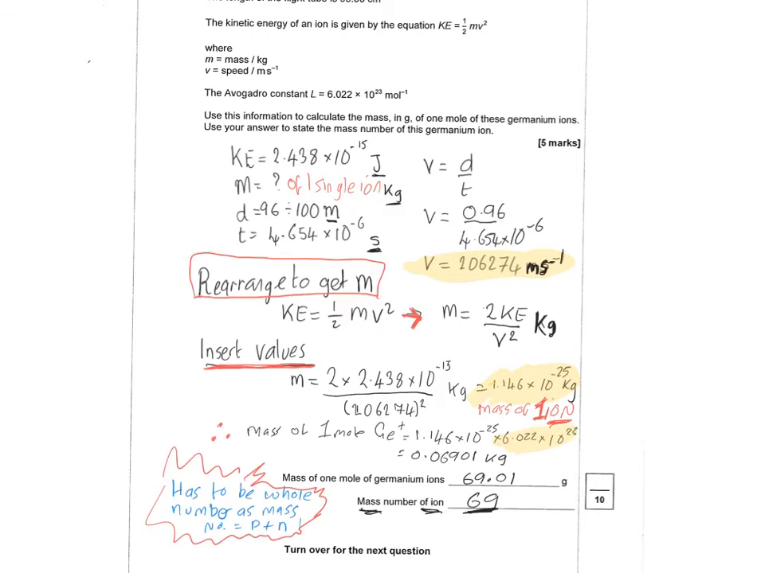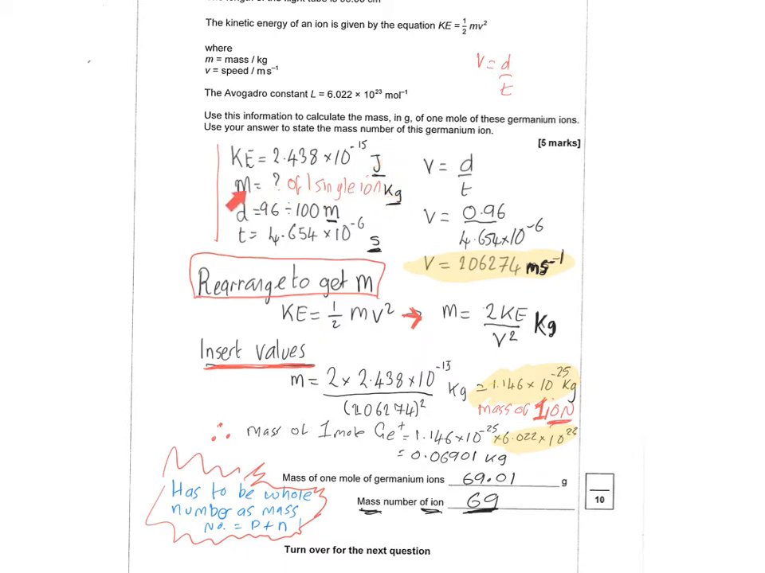Let's look at this time of flight calculation in part. So first of all, you've been given the information at the top, and the first thing you should do is underline all the data in the question for KE equals a half mv squared. So here's the equation, and we know that velocity equals distance over time. So down here, I have written the elements of the equation: kinetic energy, mass, distance, time. You then go back to the question, put in the values, and don't forget your units.